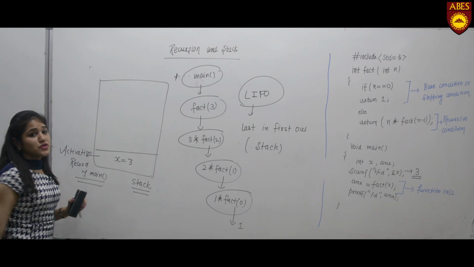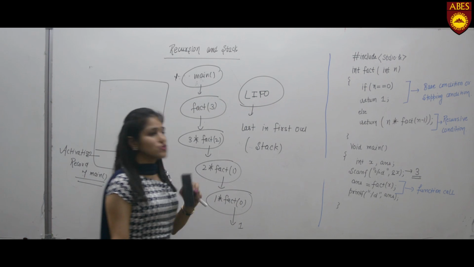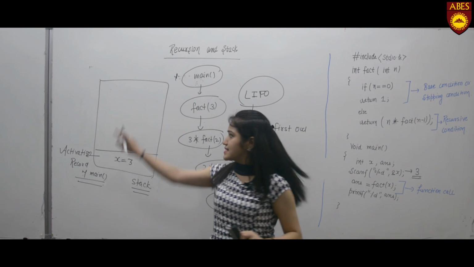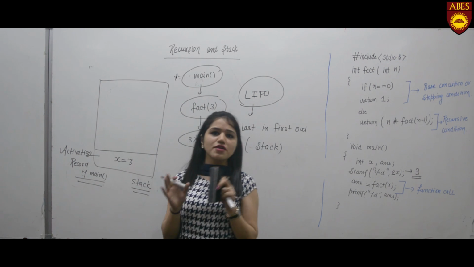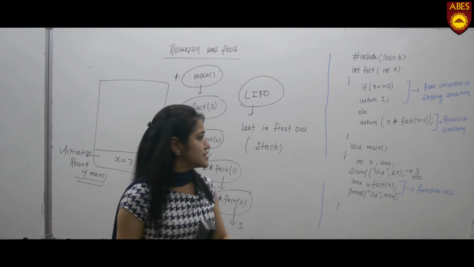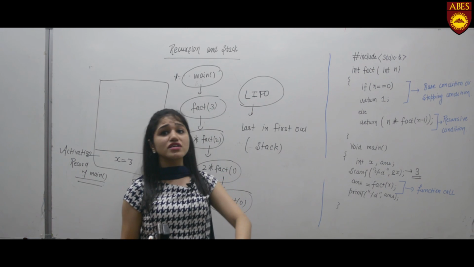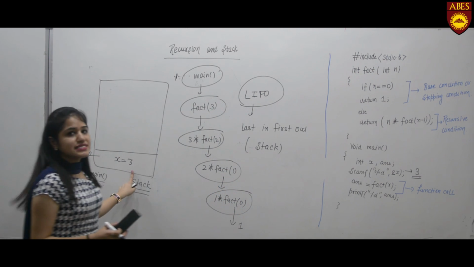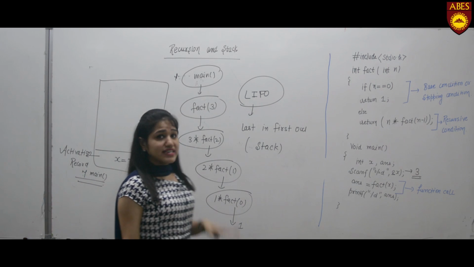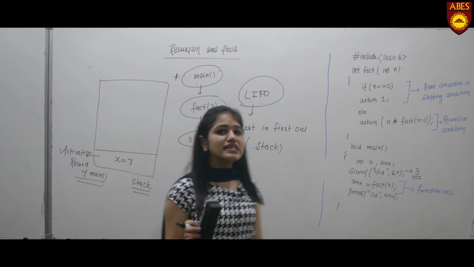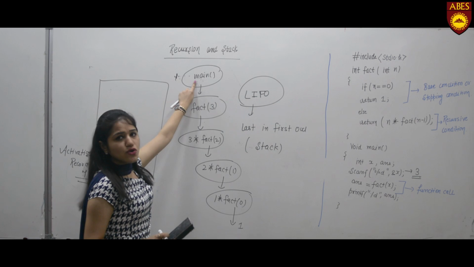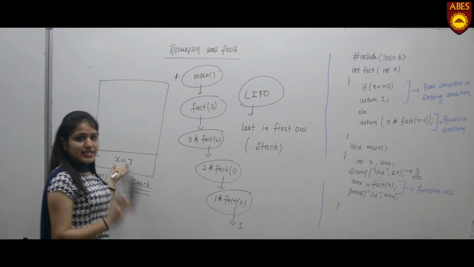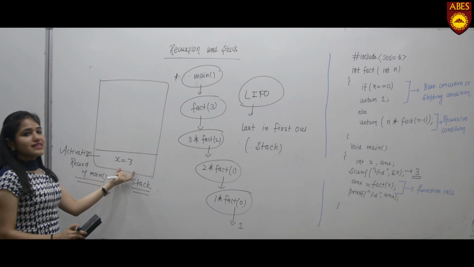So what is the activation record? When a function is called, its activation record is created in the stack. Activation record means the values of variables in that function at that particular time will be stored in the stack. And when the function terminates, its activation record will be deleted. So first of all, main is called, and its activation record x equal to 3 is created in the stack.